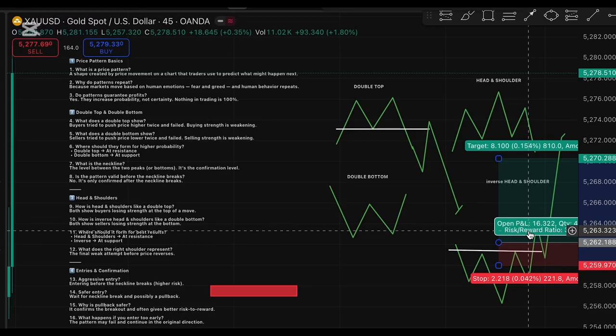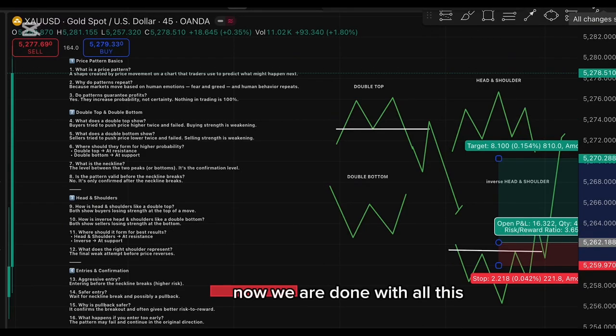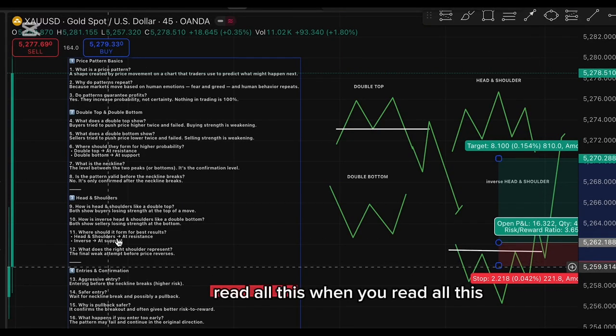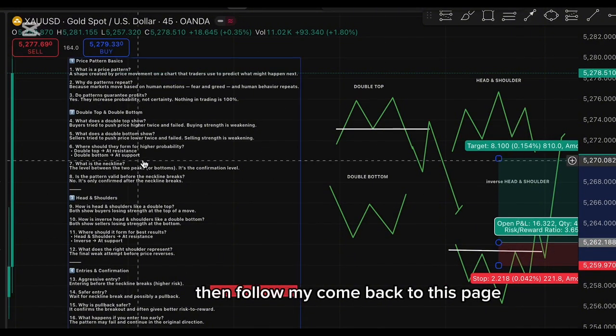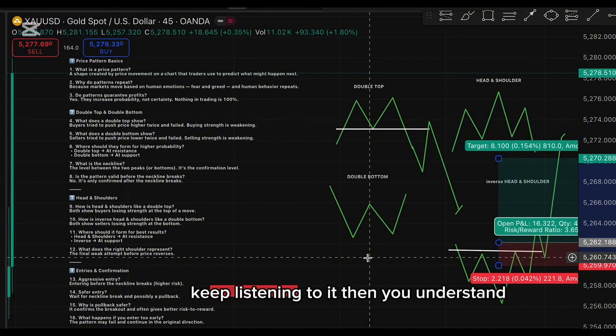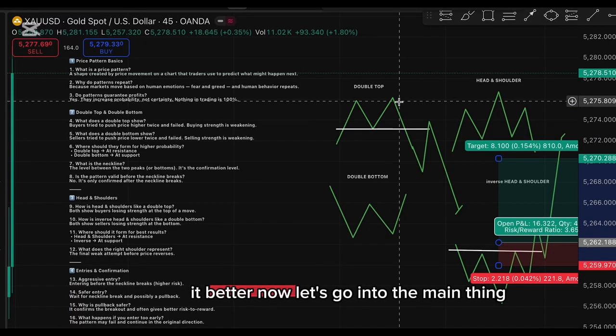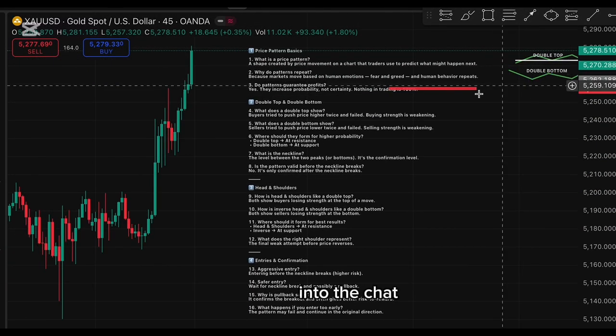Now we are done with all this. Head and shoulder, you find it at the resistance in a bullish trend. Then the inverse, you find it at the support in a downtrend. Read all this. When you read all this, then come back to this page, keep listening to it, then you understand it better. Now let's go into the main thing, into the chart.